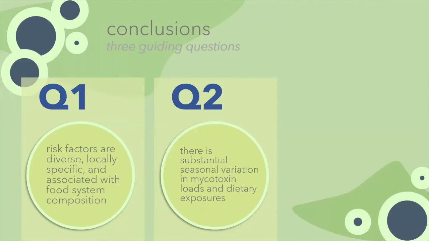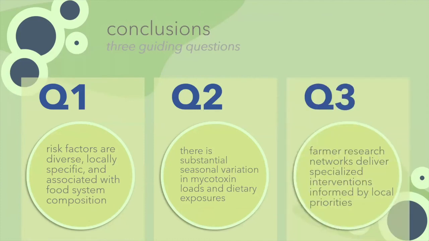In section 2, we learned that there is substantial seasonal variation in mycotoxin loads and dietary exposures, and that each locality really has specific trends that warrant particular intervention outcomes. And then in section 3, we learned that farmer research networks can deliver specialized interventions that are informed by local priorities. But a major thing to be respected about that effort was that farmers' behaviors are hard to change. And this sort of effort takes a lot of programming, attention, trust building, and careful consideration of the many complex dynamics in a smallholder food system.